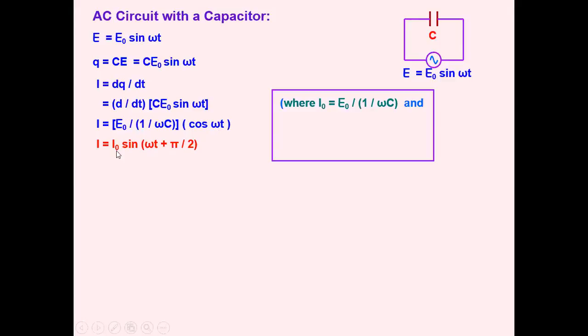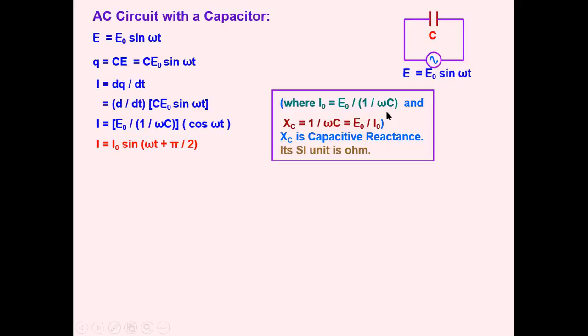Now I naught has come from where? Try to understand. E naught is the amplitude of alternating EMF, divided by the capacitive reactance, or resistance you can say. So 1 upon omega C is the capacitive reactance. E naught divided by capacitive reactance is nothing but the current amplitude. This is equation 2, and here I naught equal to E naught divided by 1 by omega C.